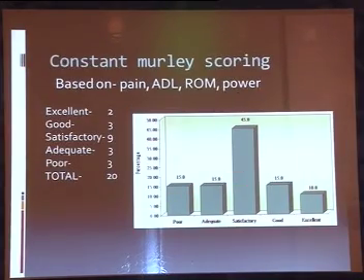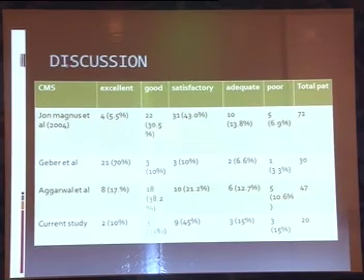The Constant-Murley scoring, which is based on pain, activities of daily living, range of movements and power, gave us 9 satisfactory results, 2 excellent results and 3 good results, and adequate and poor were 3 patients each. In the discussion, the Constant-Murley scoring was comparable with John Magnus, conducted in 2004. We had 45% satisfactory results, similar to those obtained by John Magnus.